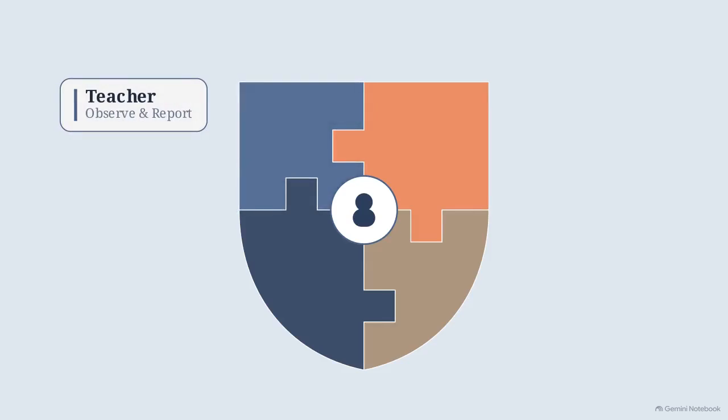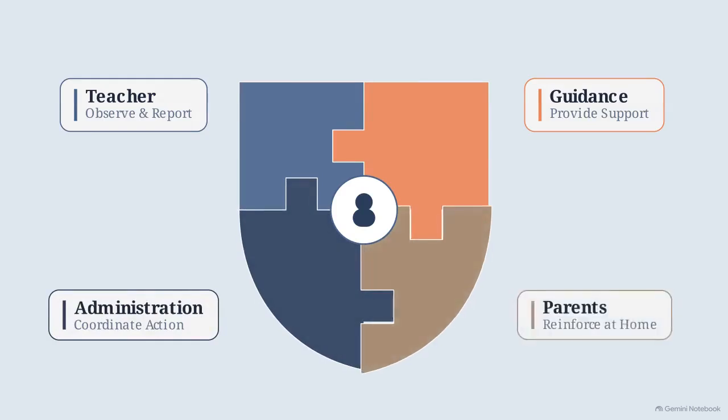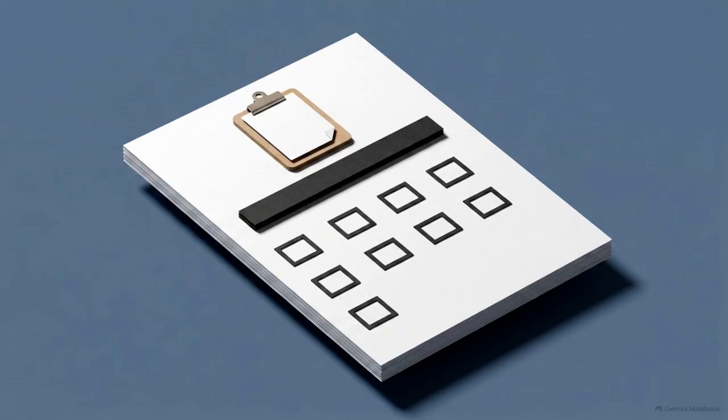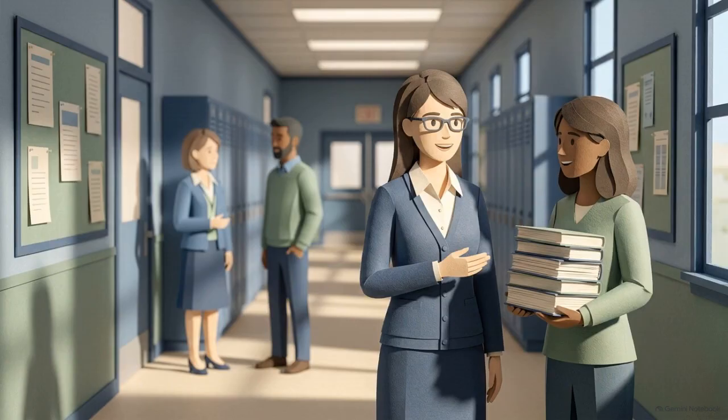As a teacher, you recognize the threat and report the facts. Guidance personnel provide support. Administrators coordinate action, and parents reinforce safety at home. Below this video, you will find a factual documentation checklist. Download it now and keep it permanently attached to your blank incident reporting forms. Sustaining digital safety requires the disciplined, factual, and coordinated teamwork of the entire school community.